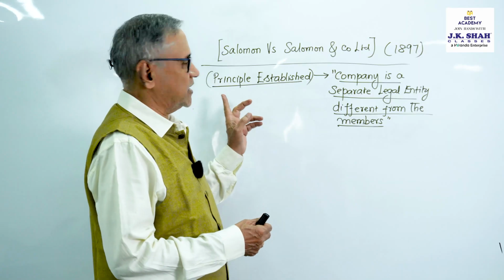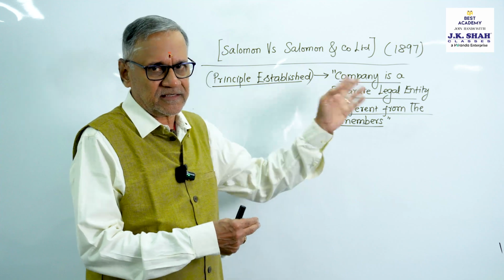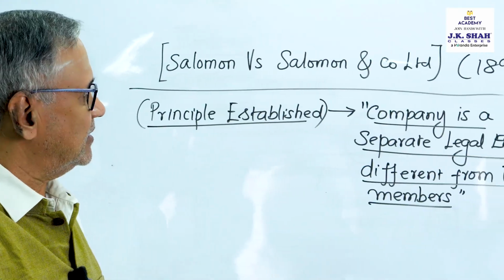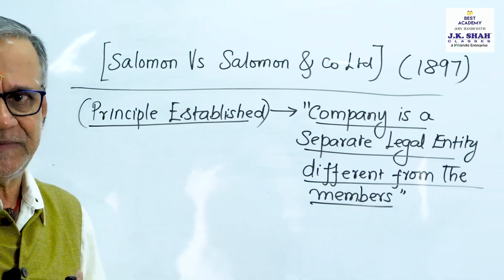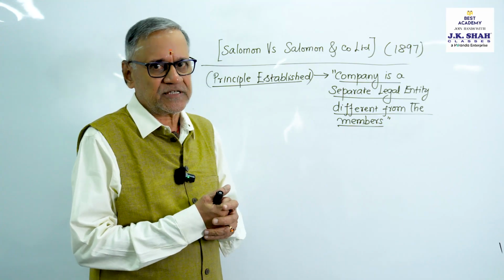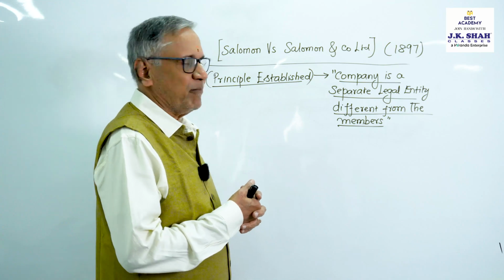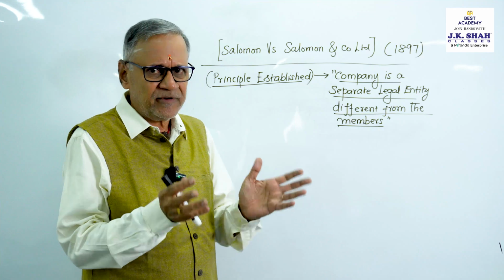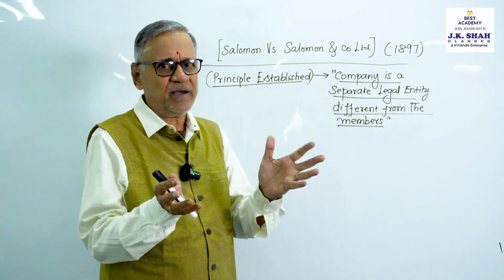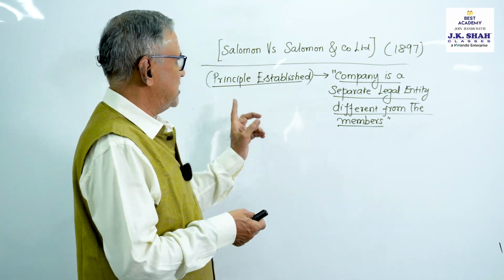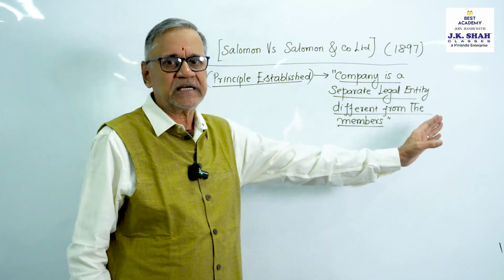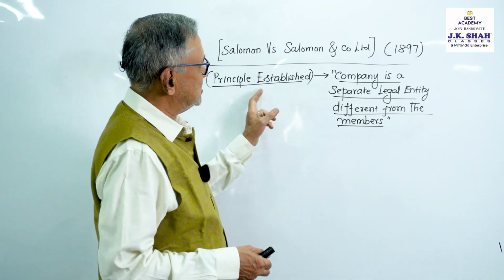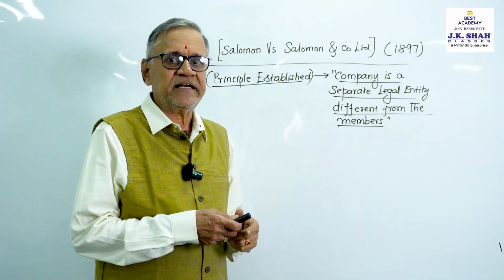Today, let us take up the famous case Solomon versus Solomon and Company Limited. All of you know that the famous five-member judge in the House of Lords, headed by Lord McNaughton, delivered the judgment. And the principle established by the judgment was just in one line: a company is a separate legal entity different from its members. This was delivered in the year 1897.